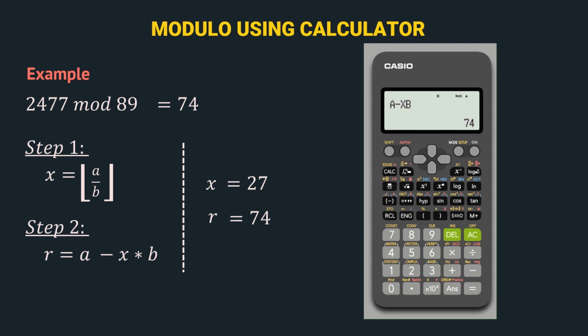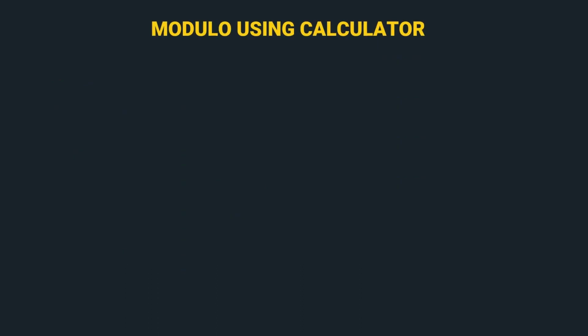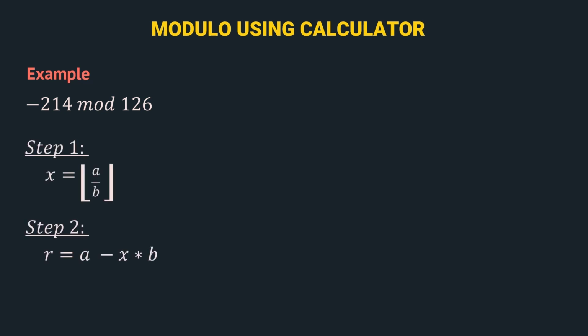We can see that after entering the formula, we can just use that formula again and again to find the modulo. We only need to be careful of the values that we are entering. Apart from that, everything is automated. Let's take a final and an interesting example. Here the example is minus 214 mod 126. Here you can observe that the a is negative. Just stick to the basics. All the steps remain the same irrespective of anything.